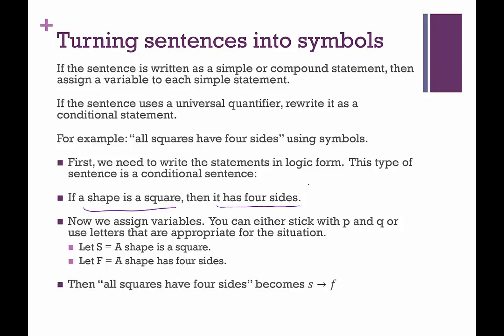Then we would rewrite this in symbols using if S, then F. So for all squares have four sides, we would need to use the if-then form. If a shape is a square, then it has four sides. That would be if S, then F.